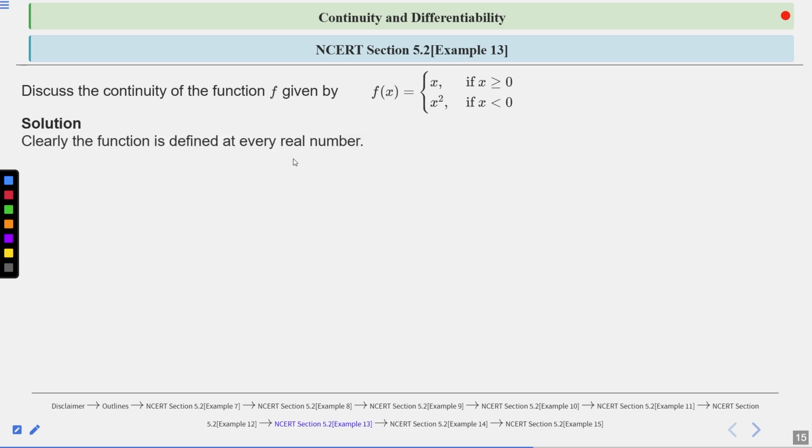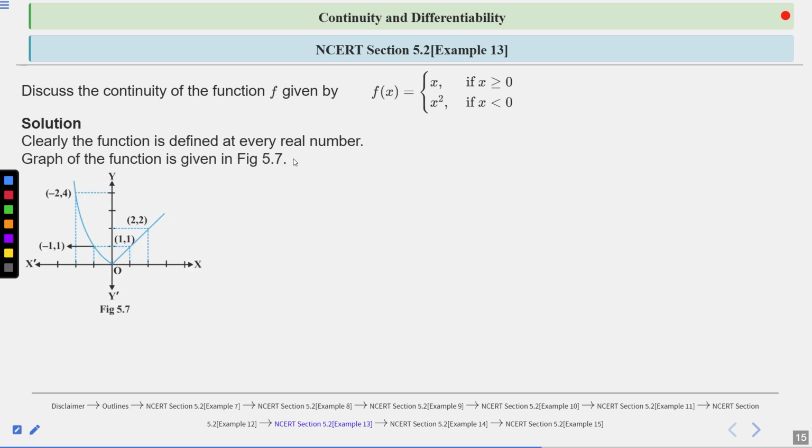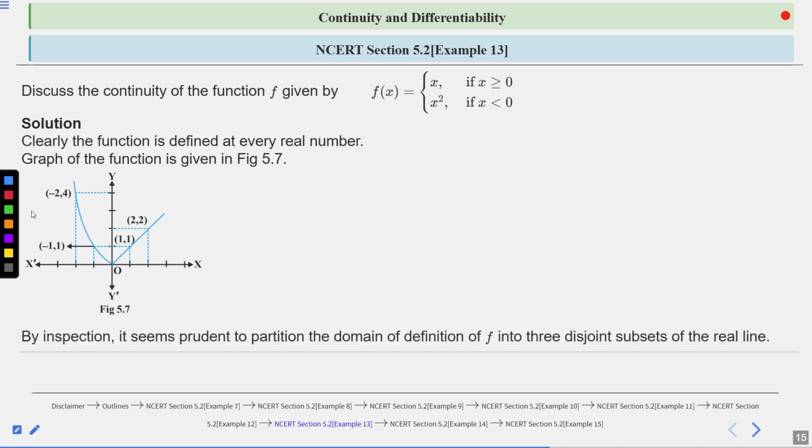Clearly, the function is defined at every real number, right? So the graph of the function is given in figure 5.7. See, we can draw the graph of the function f(x) equal to x if x is greater than or equal to 0, and f(x) equal to x square when x is less than 0, right? Got it? So by inspection, it seems prudent to partition the domain of definition of f into three distinct subsets of the real numbers, right? Got it?